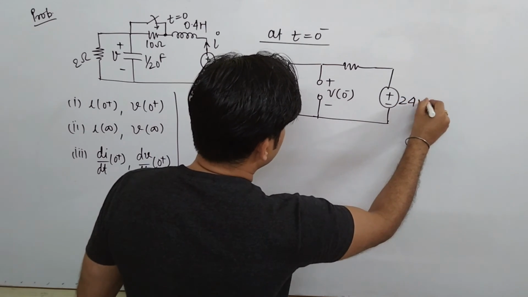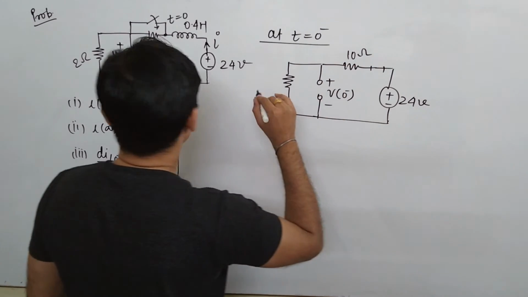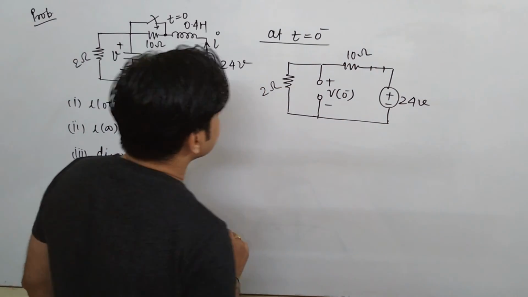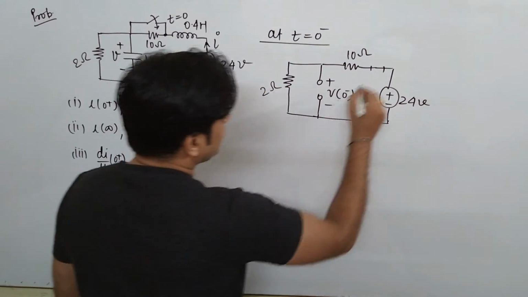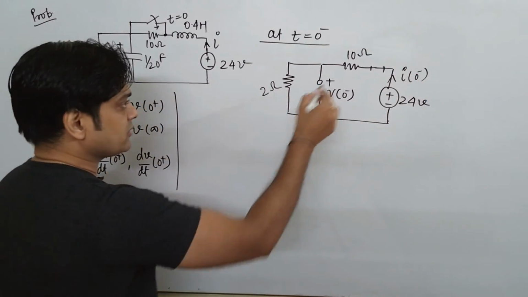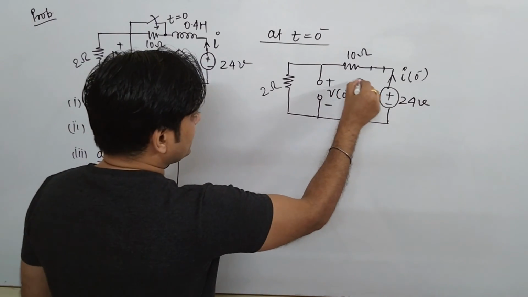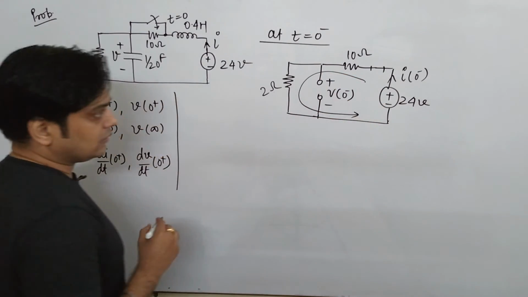So this is your 24 volt source, this is short circuited, this is 10 ohm, this is 2 ohm, and this is V0 negative, and you can say the current flowing here is I0 negative. Why? Because it is the current which is flowing through the inductor. So can you find the value of this current?